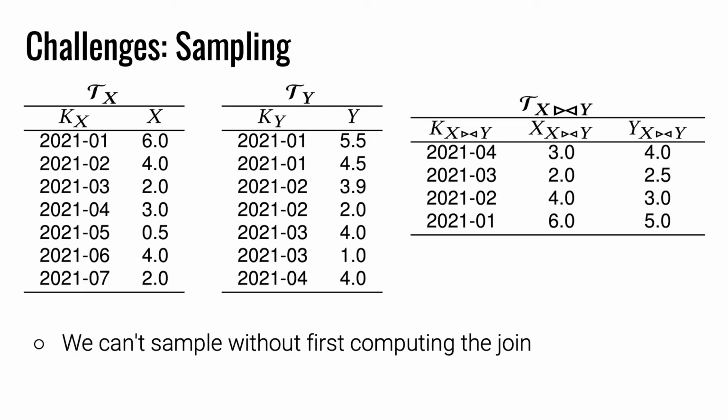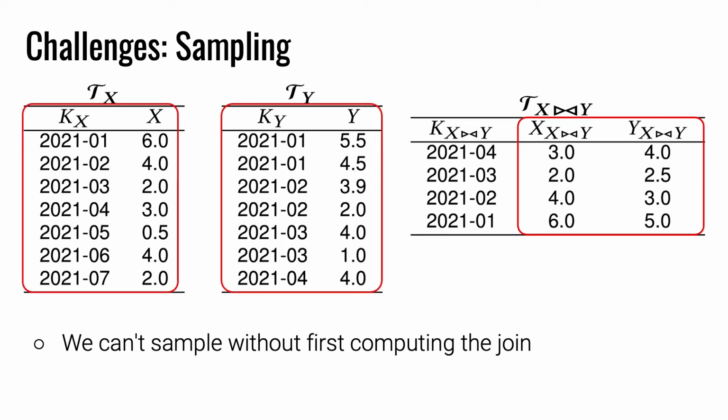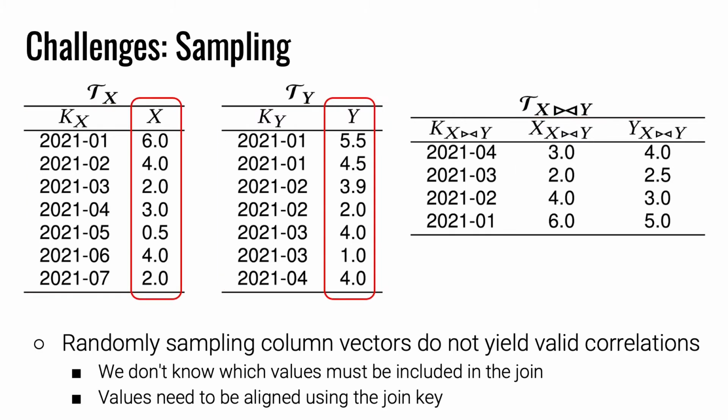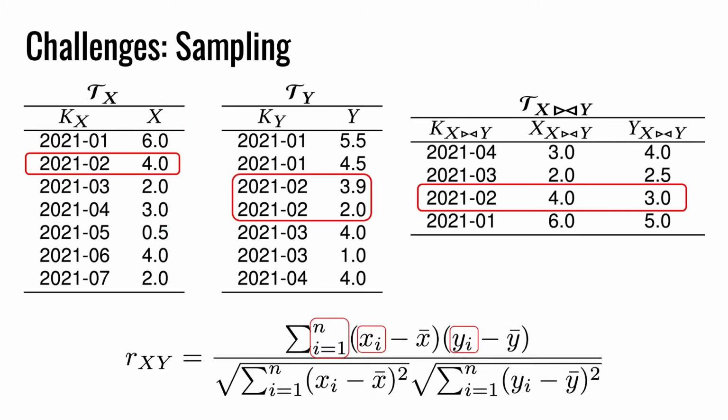To see why naive sampling doesn't work, let's look at our example again. We want to compute the correlation between the join columns on the right, but we only have access to the original tables on the left. It's easy to see that taking independent random samples of the numeric column vectors x and y does not yield valid correlations. The first reason is that we don't know which values need to be included in the join. And the second is that in order to compute the covariance term in Pearson's correlation formula, these values need to be aligned.